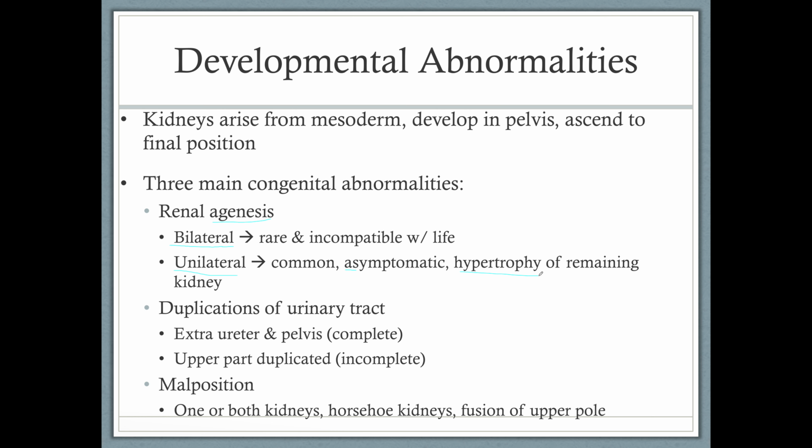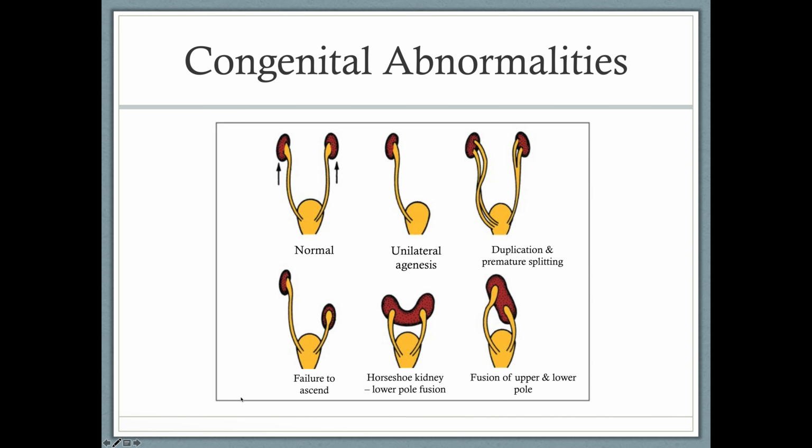Then we'll see that there is duplications of the urinary tract. So we'll talk about the ureters. You'll see this on the next slide. The ureters are connecting the kidneys to the bladder. So if this is a kidney, we have the ureter here, and then we have this area here called the renal pelvis. So that would be a duplication. That's a complete duplication. And then there's incomplete duplications where there is just a duplicated upper part. Again, you'll see that on the next slide. Then we have these weird malpositions where one or both kidneys are going to be in an abnormal location. So let's take a look at that.